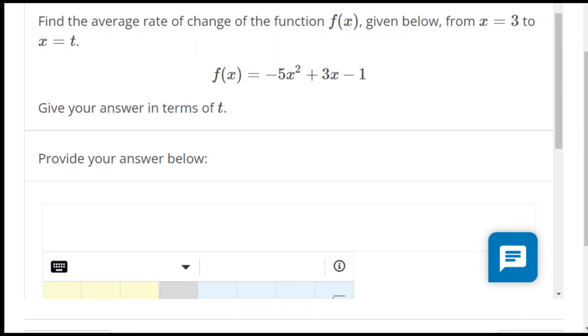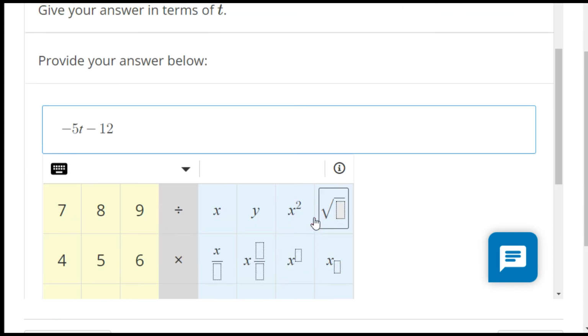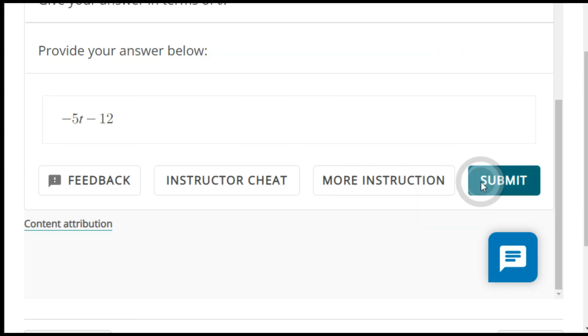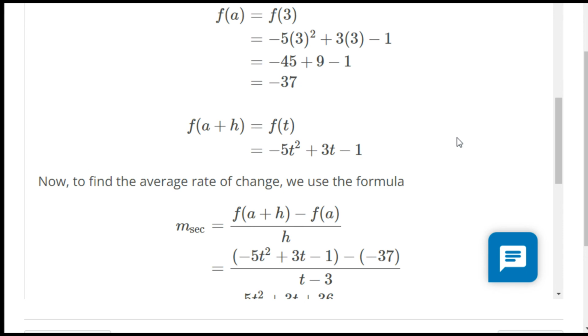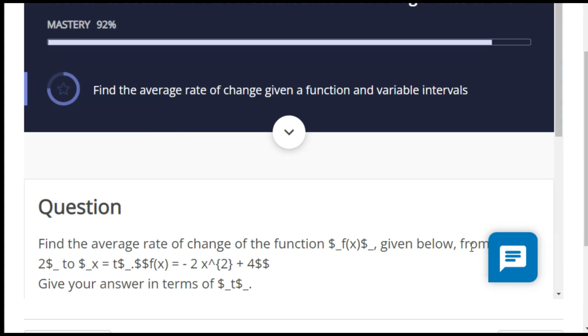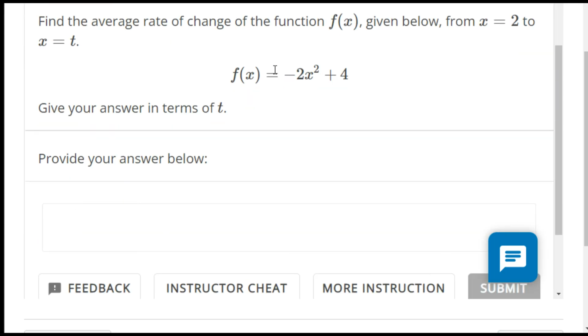Guess it's time to write my answer. Quit yakking. What was I supposed to say? Oh, give it in terms of t. -5t minus 12. Done yet? 92%. Got to do another one now.